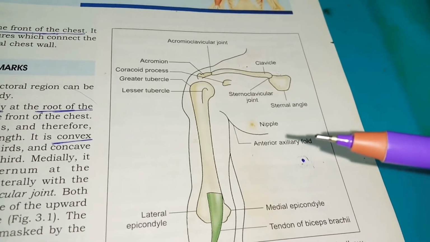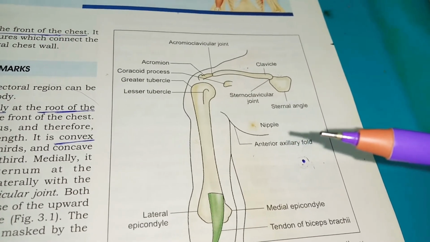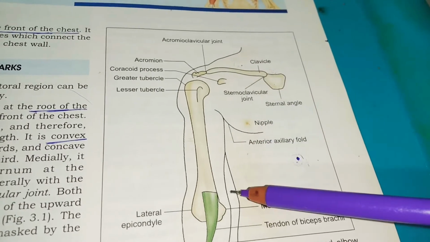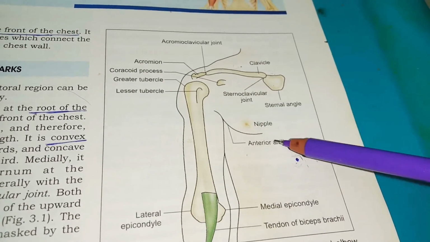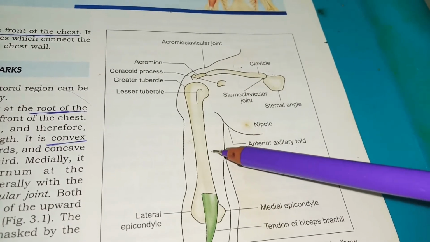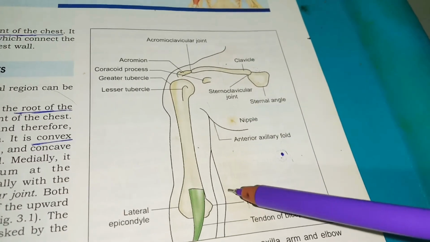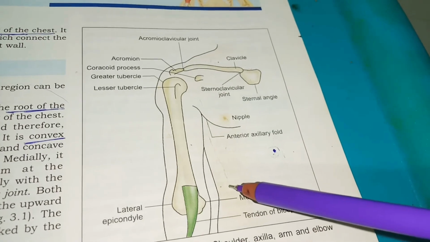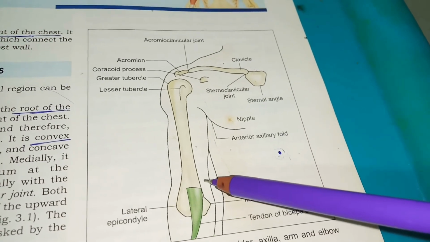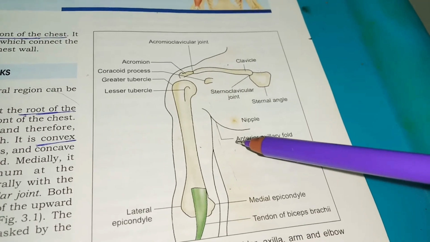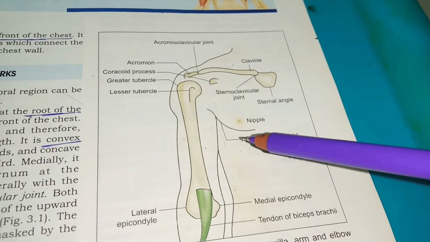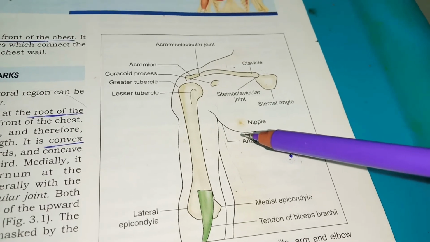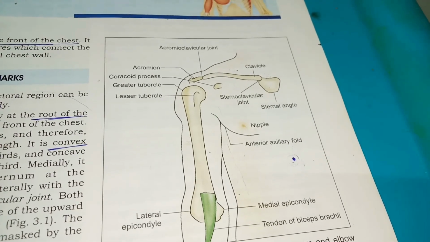Next, coming to the last, 12th surface landmark, that is the mid-axillary line. The mid-axillary line is in between the anterior and posterior axillary folds. If you draw a line between them, that will be the mid-axillary line. So it is a vertical line midway between the anterior and posterior axillary folds. So by this we have completed the pectoral region surface landmarks. Next we will start with the superficial fascia of the pectoral region.